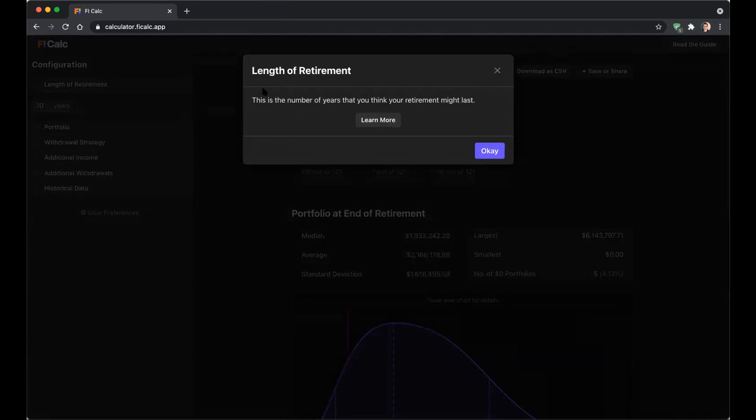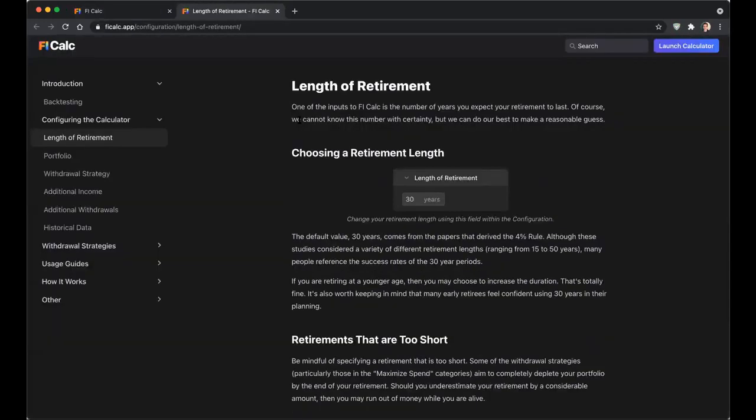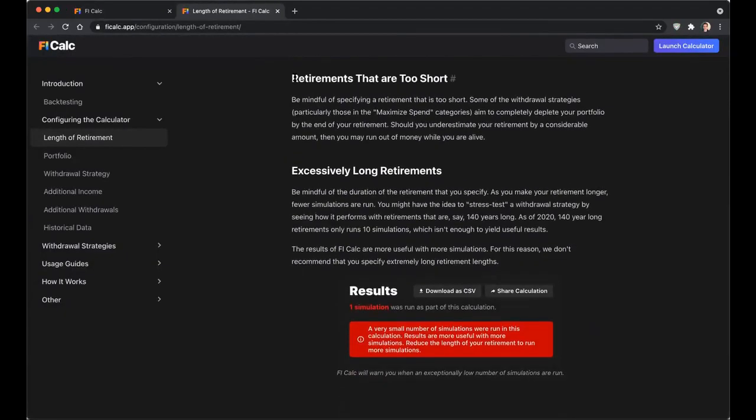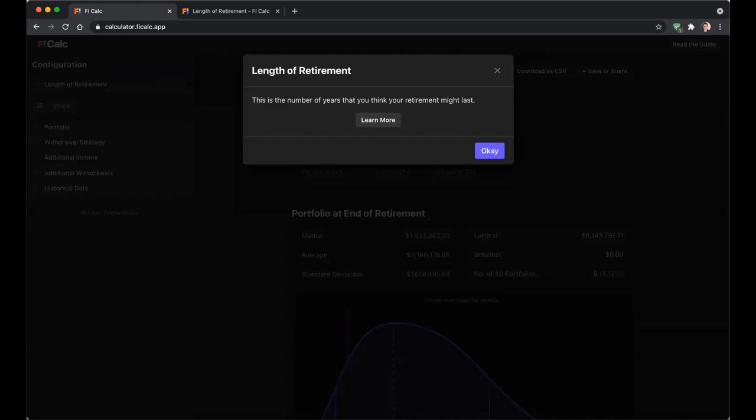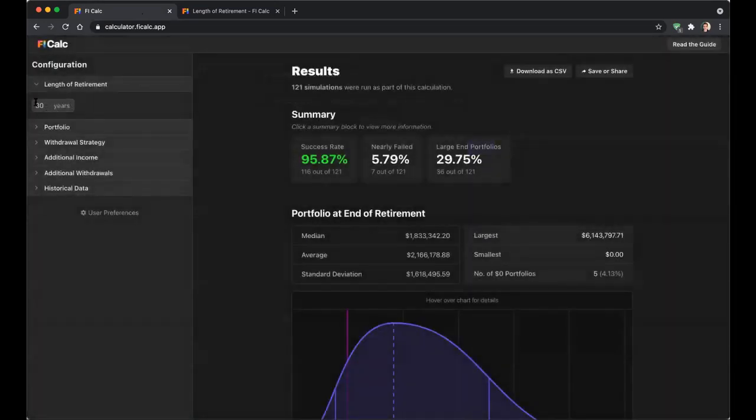Then we'll really stress test an idea. Maybe that would give me more confidence in my plan. Well, if you click learn more, that's going to open up this guide. And there's actually a section here that describes some of the problems if you go with a retirement that's too short or a retirement that's too long. So I won't get too much into the details of that right now, but that's one of the benefits that I think the guides provide. It can give you some guidance on some of the range of parameters and a way to think about these different inputs and really the effect that they can have on the algorithm that's being run.